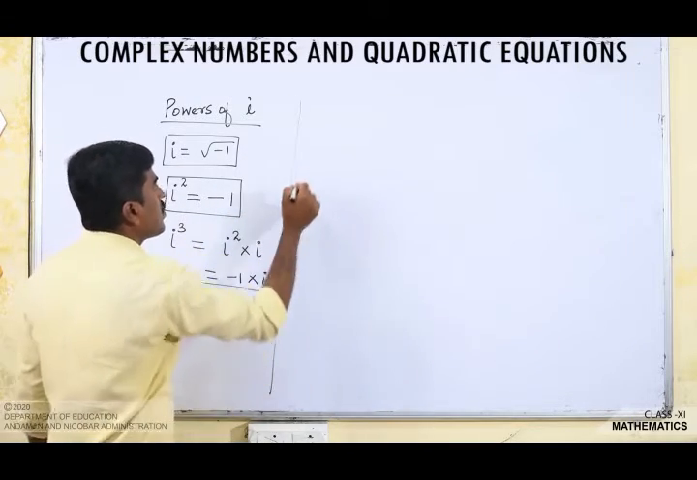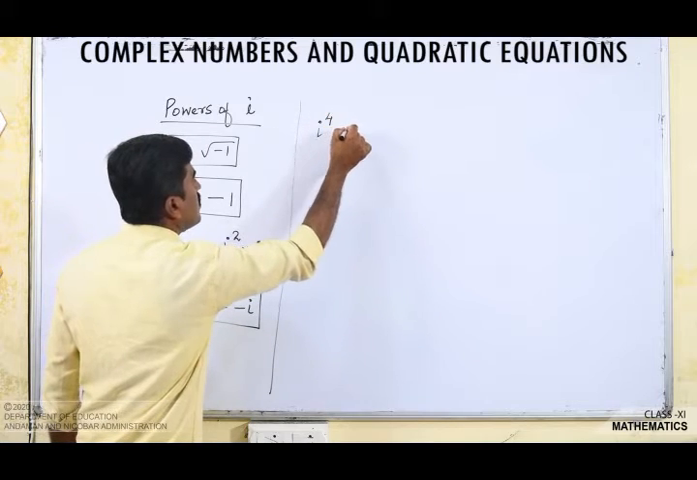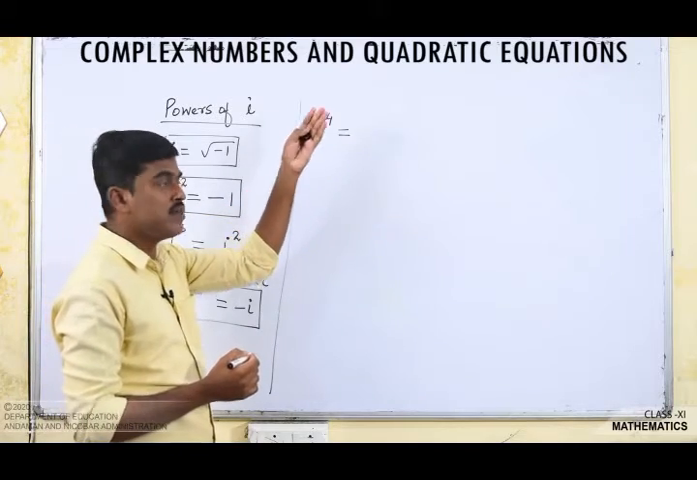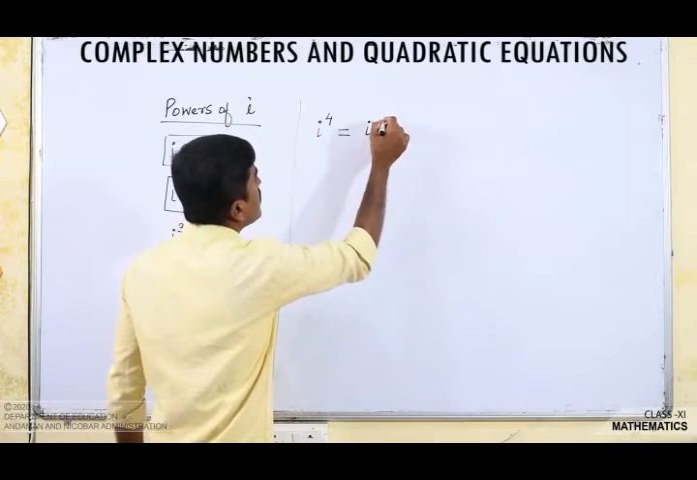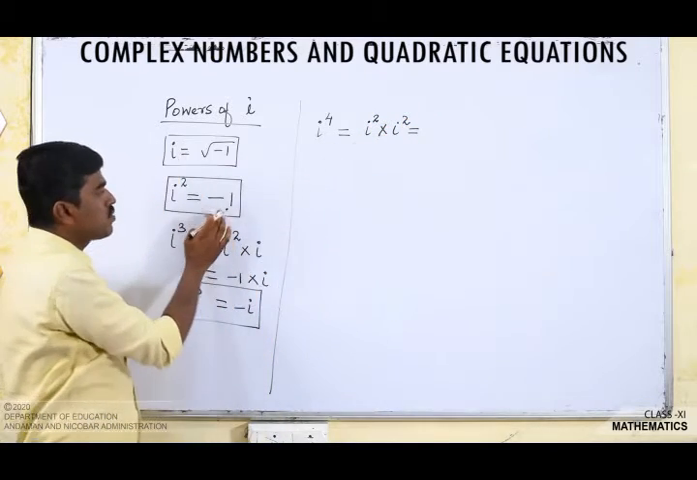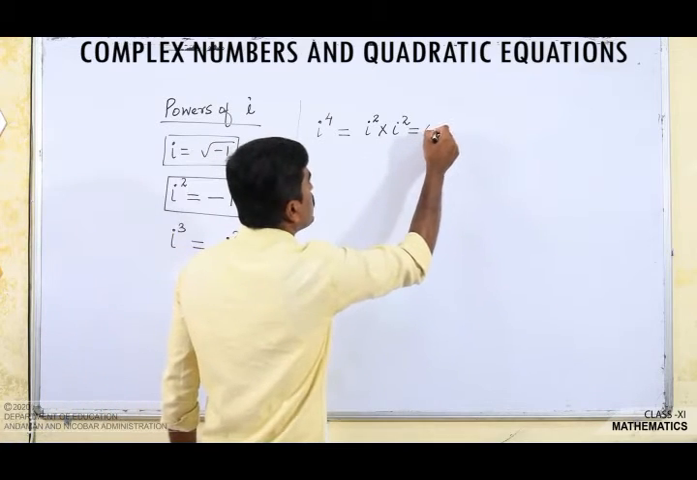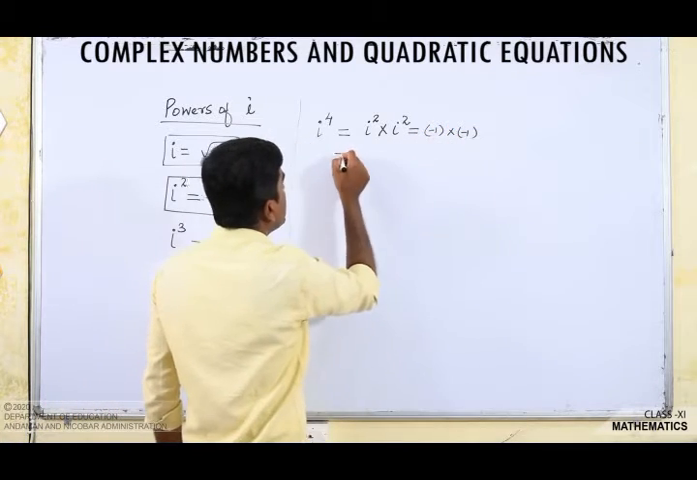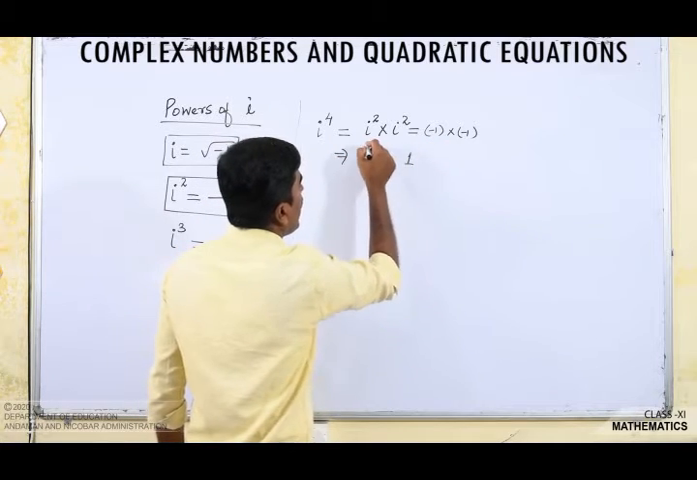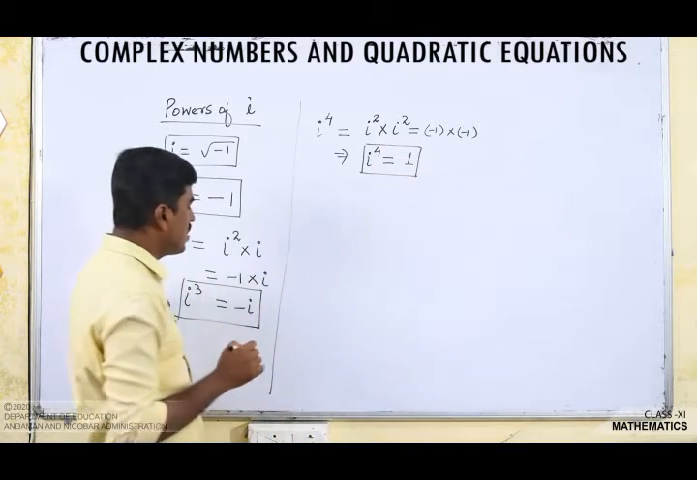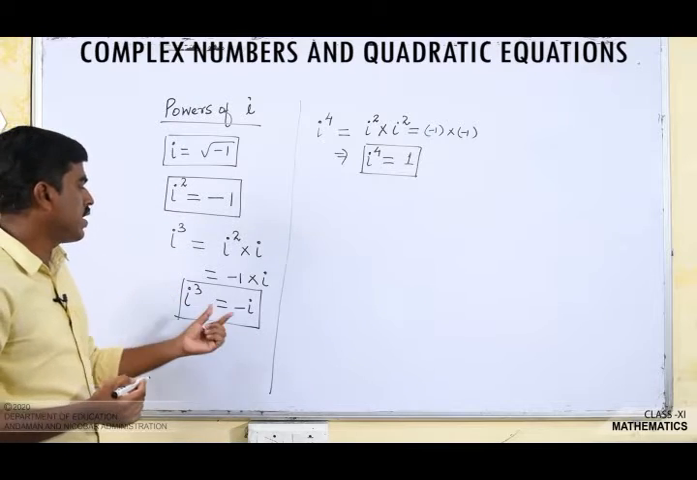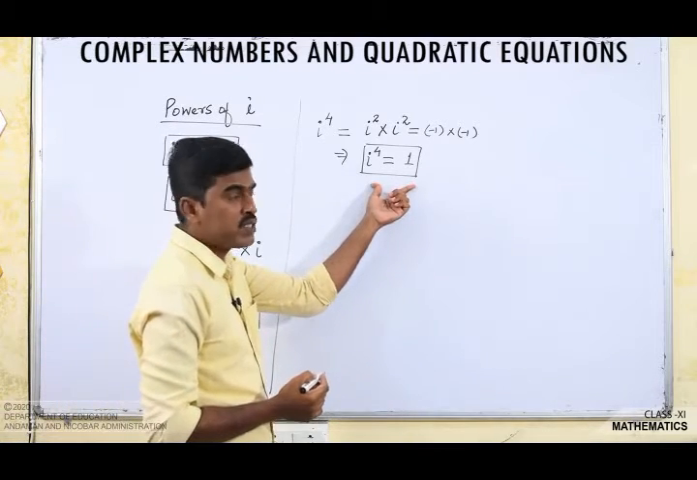Now let us see the value of i power 4. This i power 4 can be expressed as i square whole square, or we can write it as i square into i square. The value of i square is minus 1, so it is minus 1 into minus 1. So i power 4 is equal to 1. These are very important results: i square is equal to minus 1, i cube is equal to minus i, and i power 4 is equal to 1.